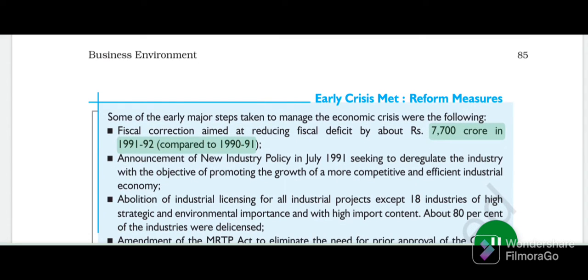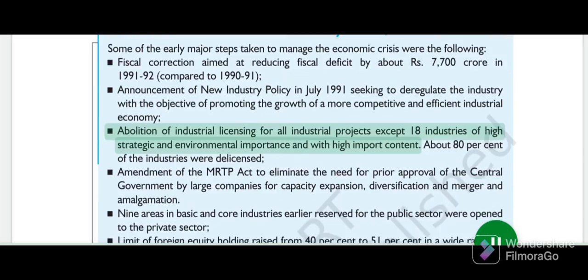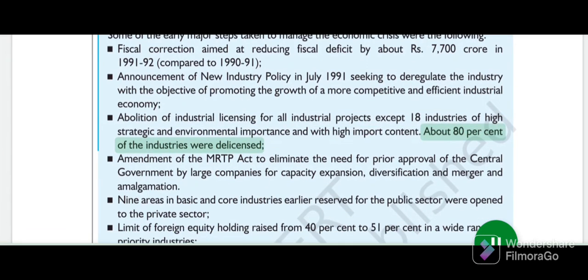7,700 crore in 1991-92 compared to 1990-91. An announcement of new industry policy in July 1991 seeking to deregulate the industry with the objective of promoting the growth of a more competitive and efficient industrial economy. An abolition of industrial licensing for all industrial projects except 18 industries of high strategic and environmental importance and with high import content. About 80% of the industries were delicensed.